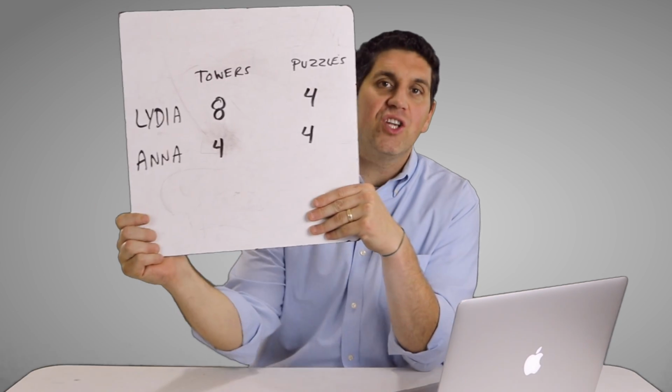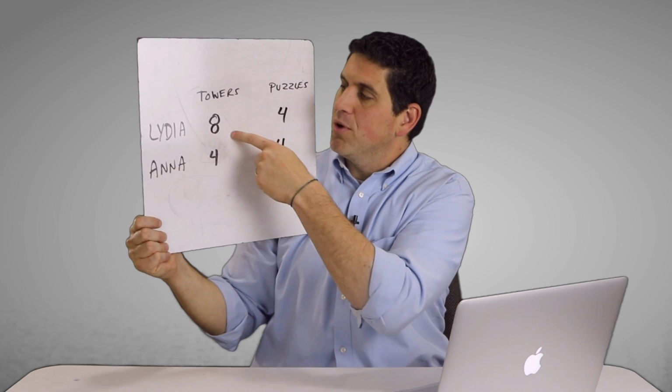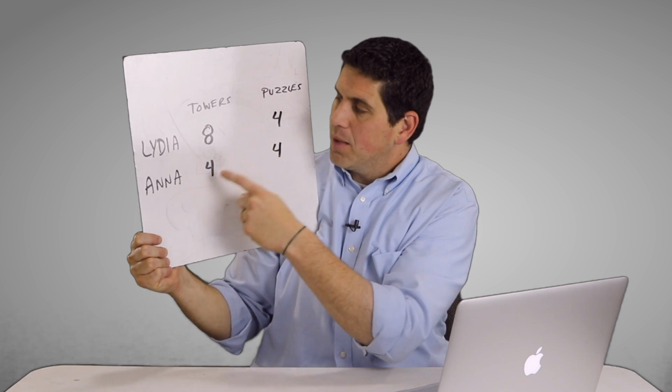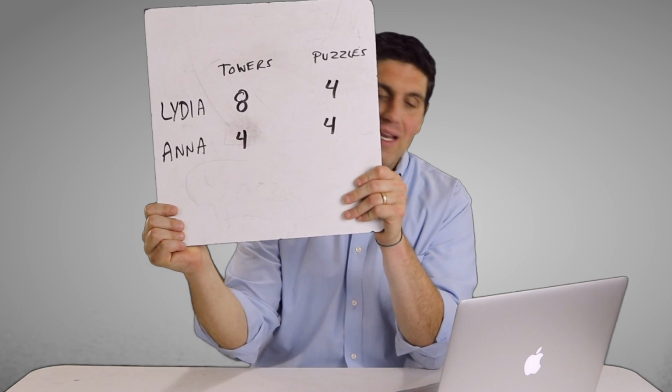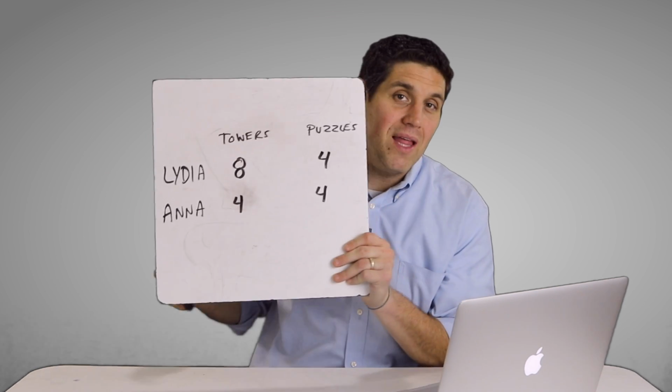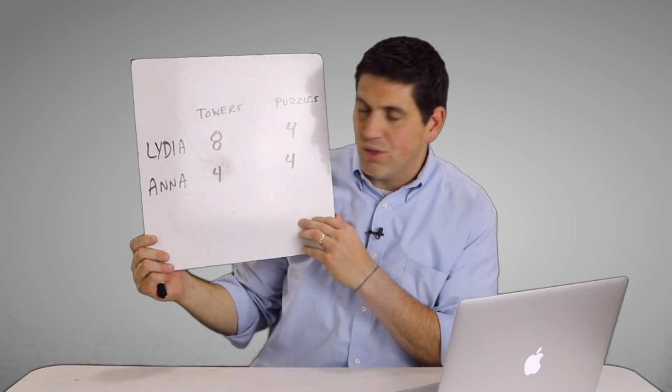Okay, in question 46, again, we're talking about comparative advantage. We did this back in question 2. We talked about an input question. Now in 46, we're talking about an output question. I set it up on the board to make it a little more visual so you can see. There's Lydia, she can produce 8 towers or 4 puzzles. Anna can produce 4 towers or 4 puzzles. This doesn't really help us if you don't understand how to calculate comparative advantage or per unit opportunity cost.